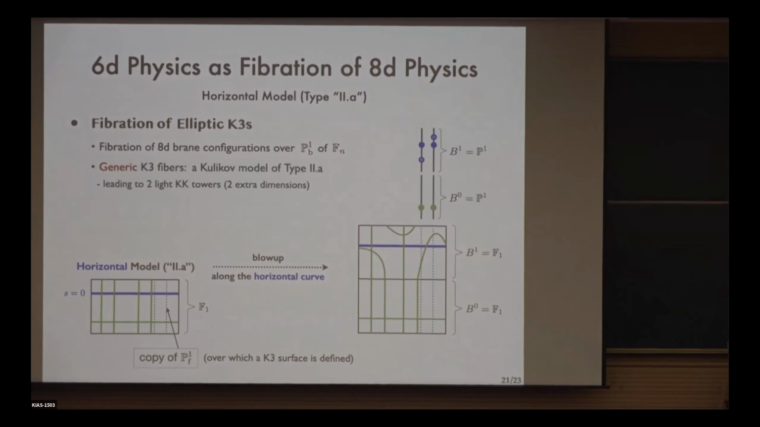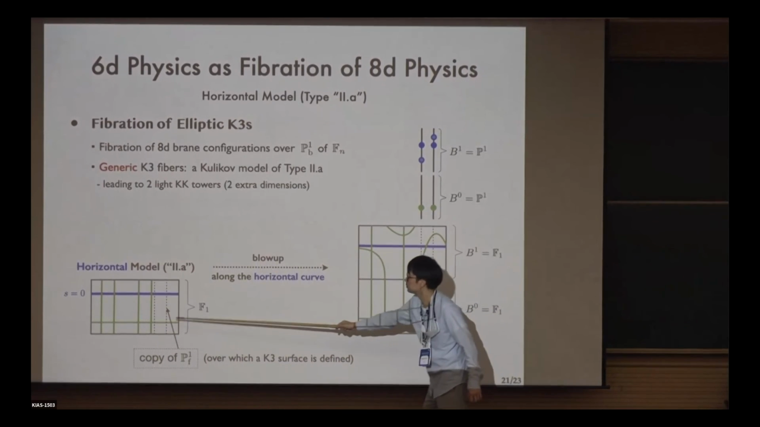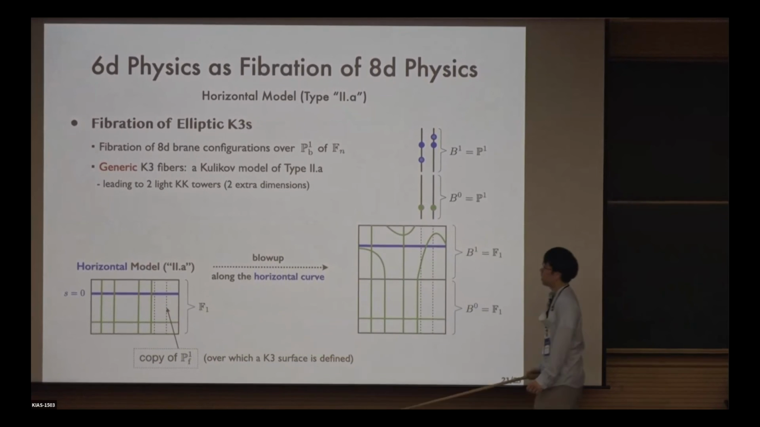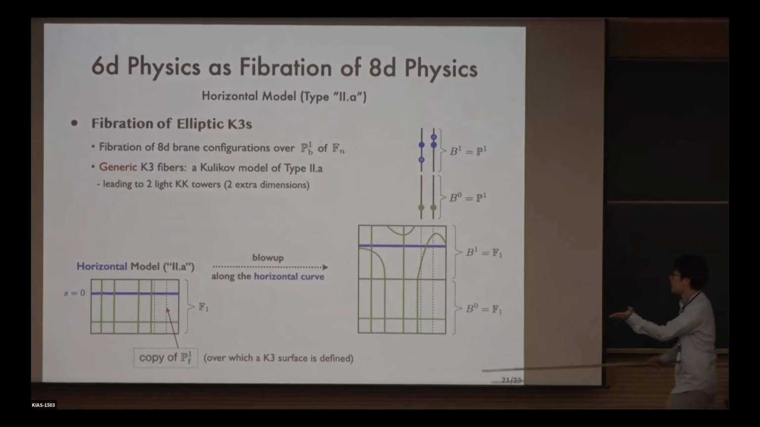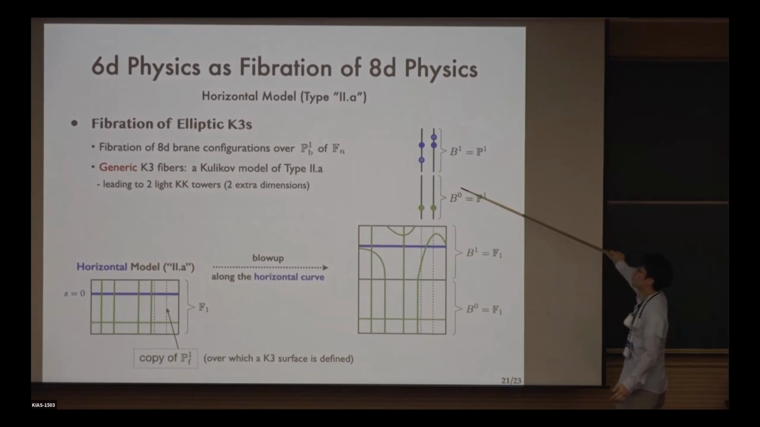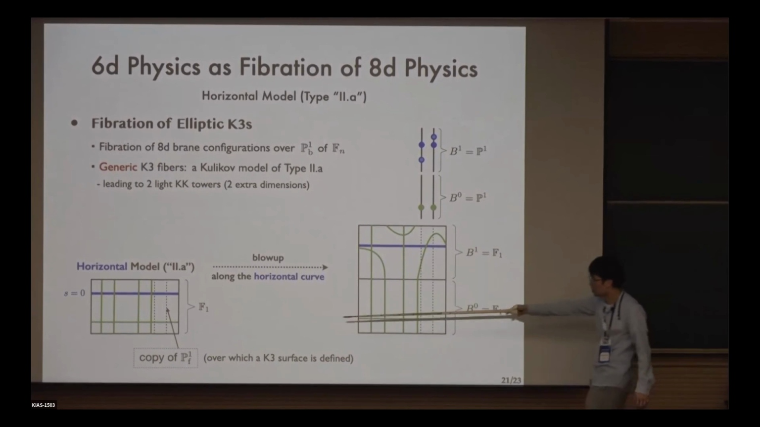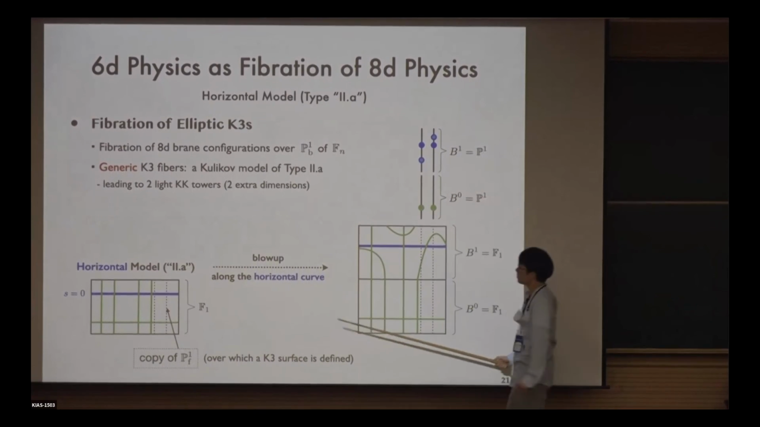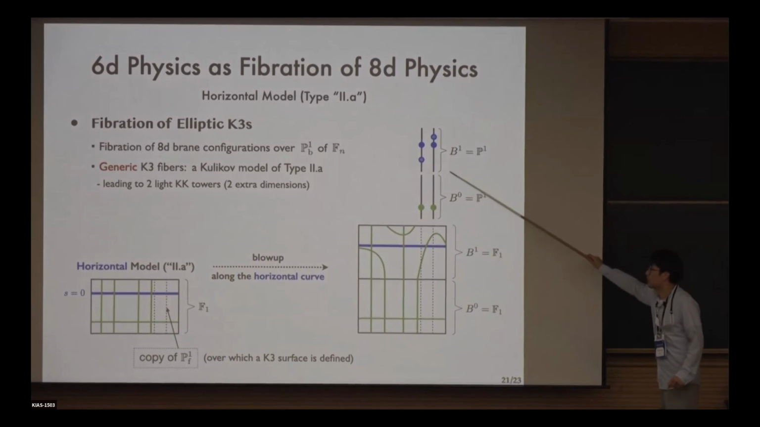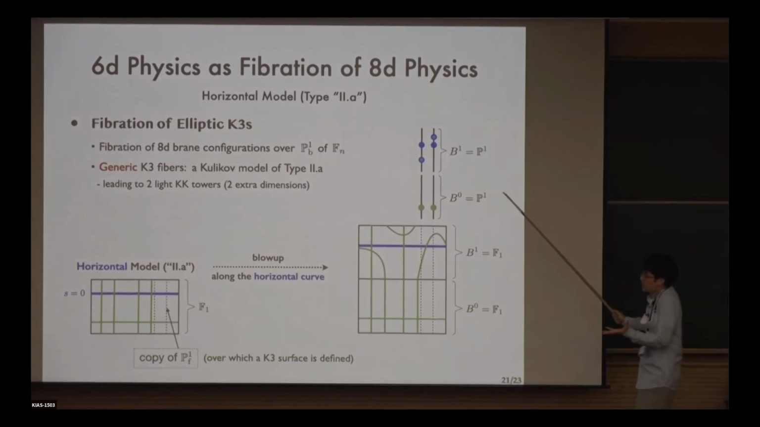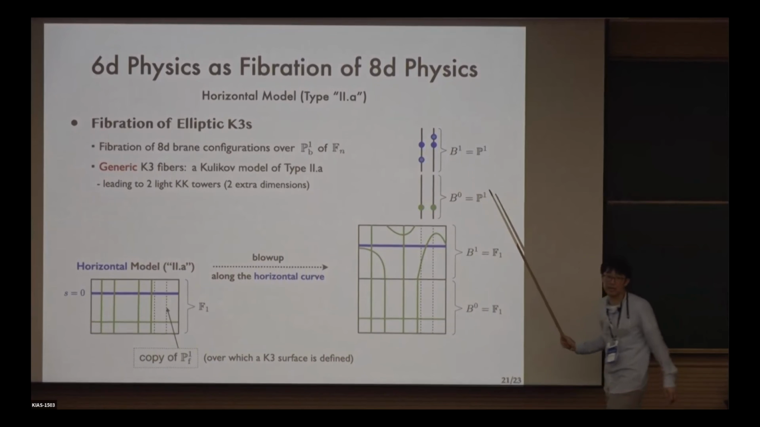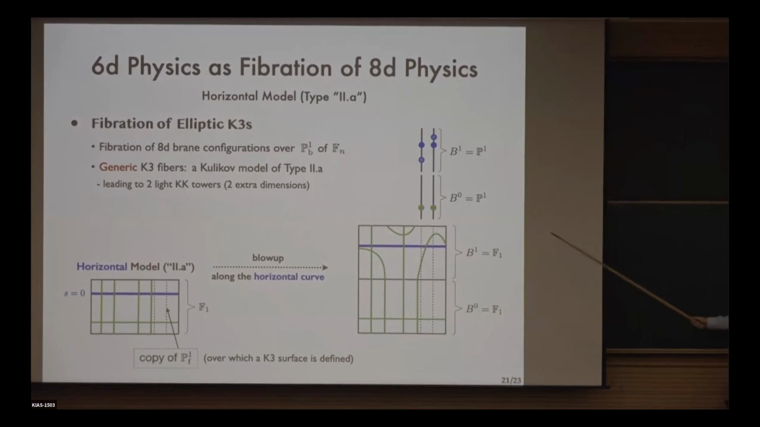And for generic enough K3 fibers of this type, generically chosen fibers, once we take the limit, they will turn into a Kulikov model of type 2A if we start with a horizontal model of type 2A. And this way, we know that from 8D, the generic physics is leading to two light KK towers. And this indicates that two extra dimensions will open up. So we decompactify from 6D to 8D.